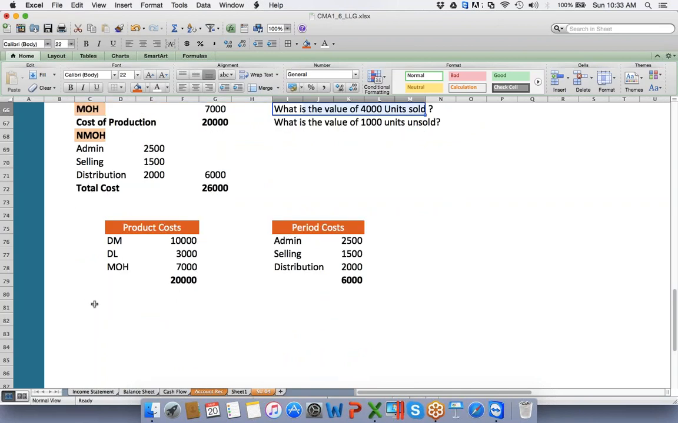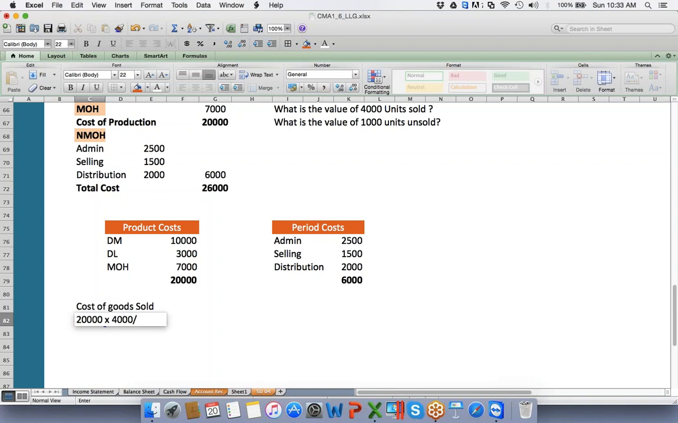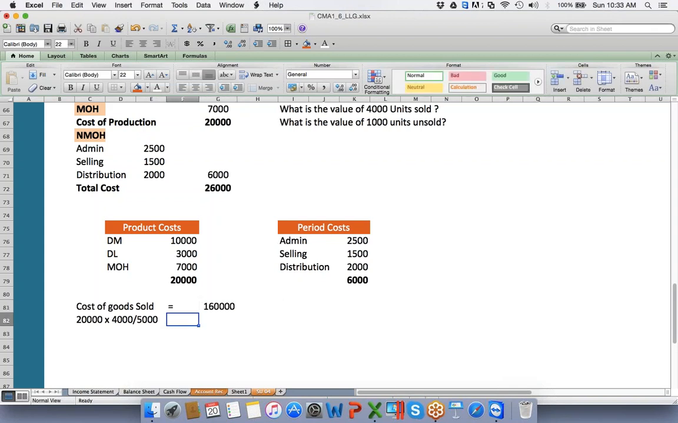So here, cost of goods sold equals $20,000 times how many units are sold? 4,000, divided by how many units are produced? 5,000. So the cost of goods sold equals $16,000. This amount is charged to income statement. $16,000 is charged to income statement.